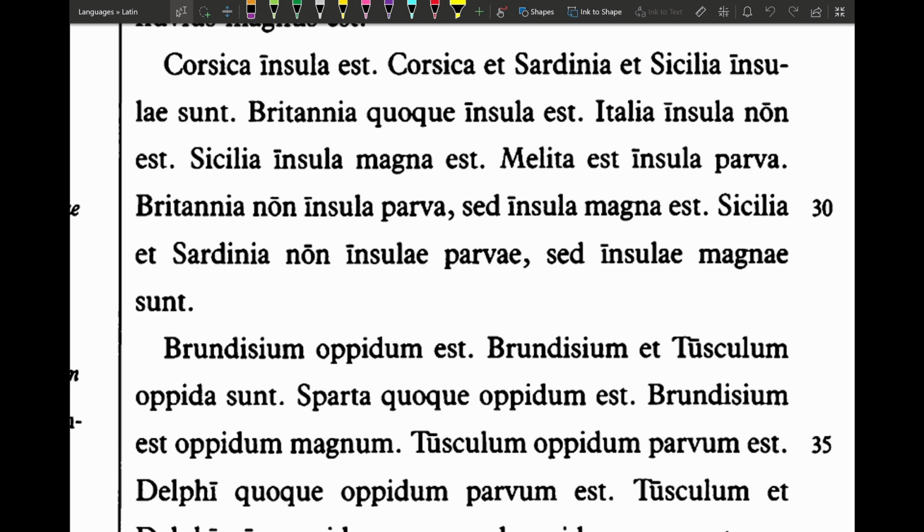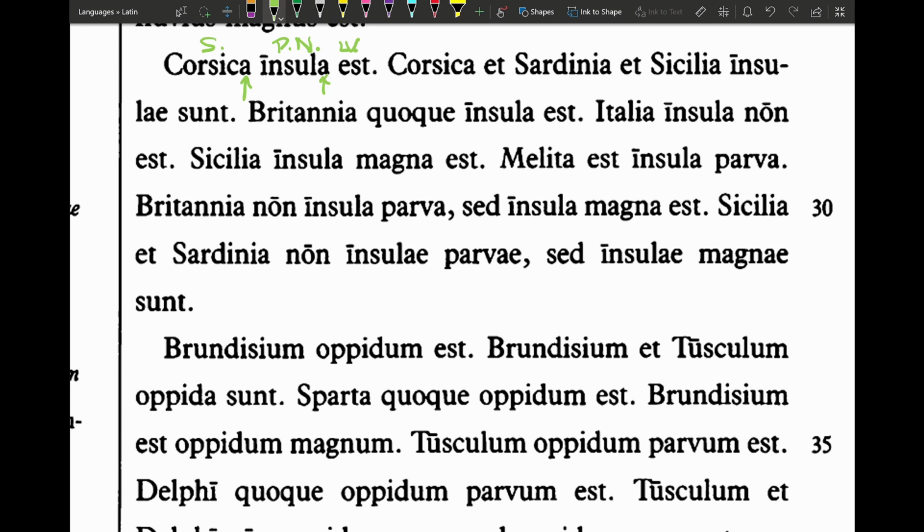It says, Corsica insula est. So notice here, oh, I better change that color. Notice here we have our nominative case, and here we have a nominative case. So this is telling us that the linking verb, right, it has a predicate nominative associated with it. So our subject is here. Our predicate nominative is here. Okay, so Corsica is an island.